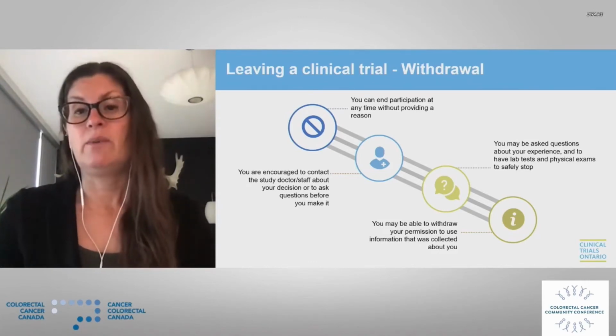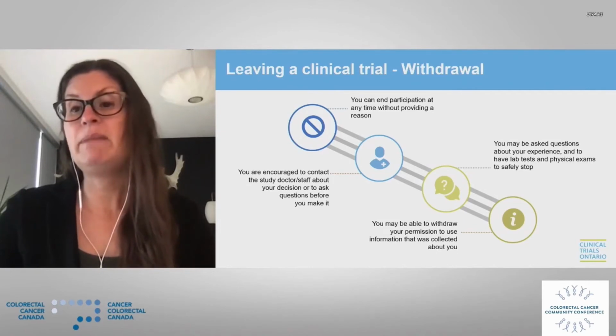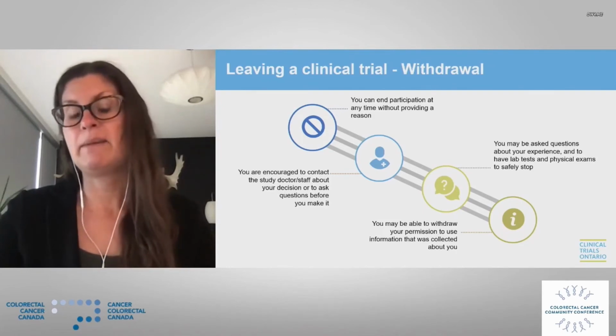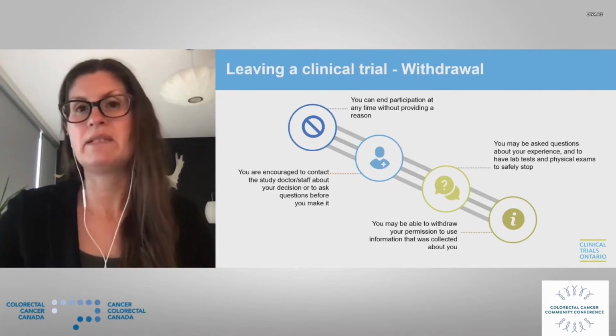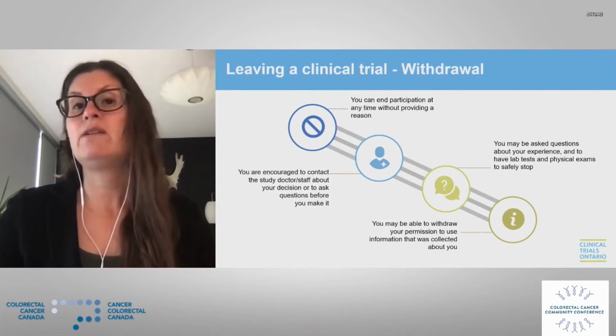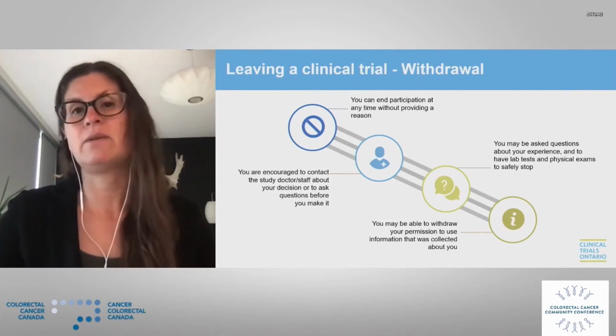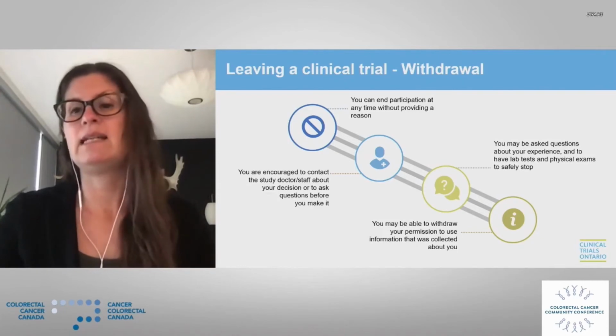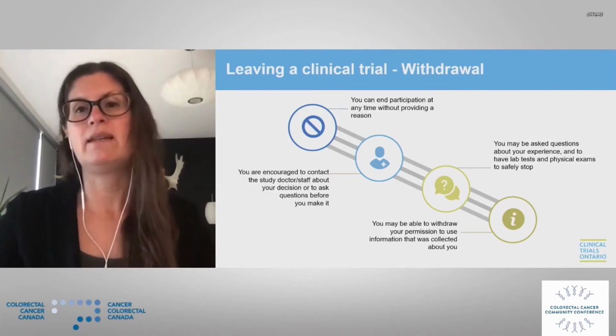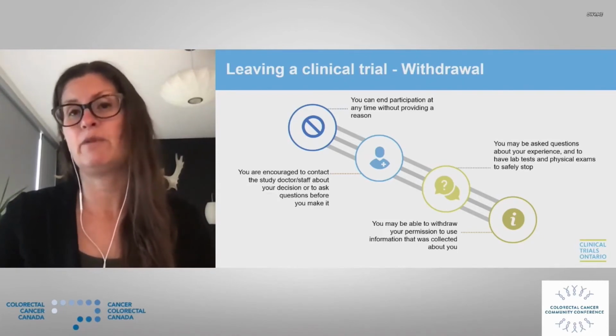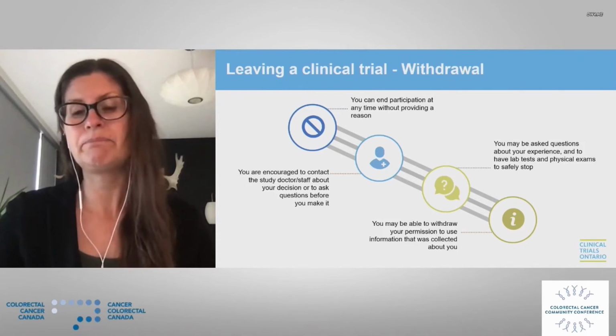You should note that if you do decide to withdraw from a clinical trial, you may be asked questions about your experience in the clinical trial, and you might be asked to have some lab tests or some physical exams done, and that is to ensure that you can safely stop the study. So that's going to depend on what the study is, but you should know that those things might be asked about you before you formally leave the study.